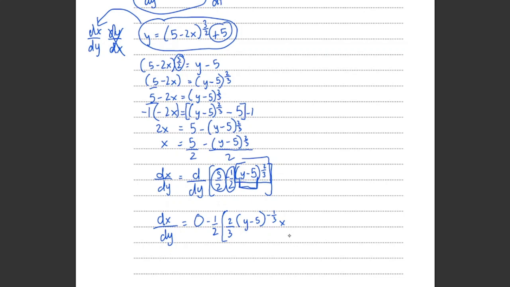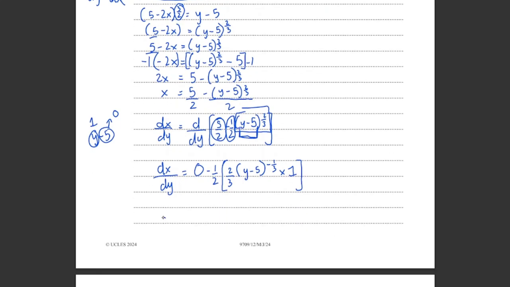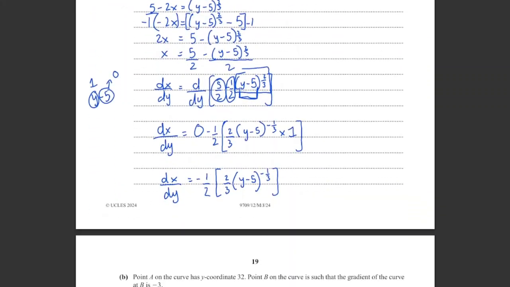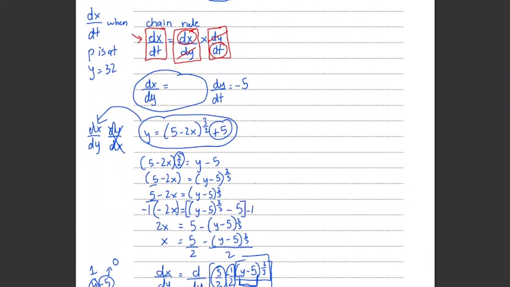with the differentiation of this bracket. The differentiation of that bracket is just going to be 1, because if you differentiate y minus 5, the y is going to give you 1, and the 5 is just going to give you 0. So you just multiply this thing with 1. And so what you're going to be left with is dx over dy equals negative 1 by 2 multiplied by 2 by 3 times (y minus 5) raised to the power minus 1 by 3. And so I'm just going to come up over here and multiply these things.